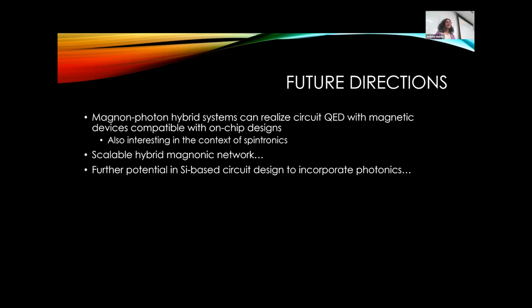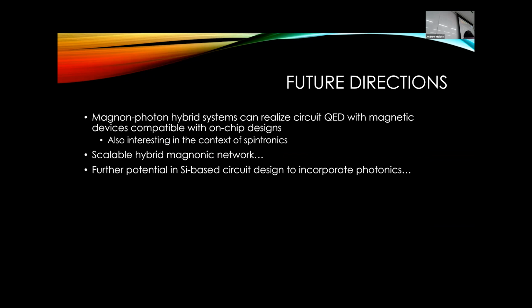So a little bit about the future direction. Magnon and photon hybrid systems are really cool because you can realize circuit quantum electrodynamics and magnetic devices with on-chip designs. So you can make on-chip architectures. This is really cool for quantum computing purposes, which is about how you couple quantum systems to other systems to make useful on-chip designs.